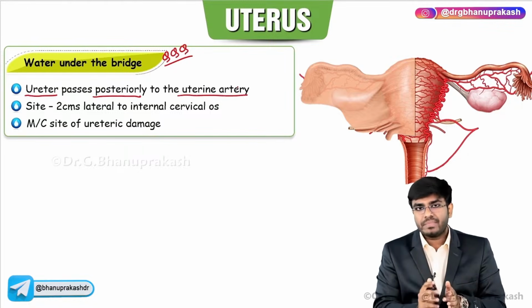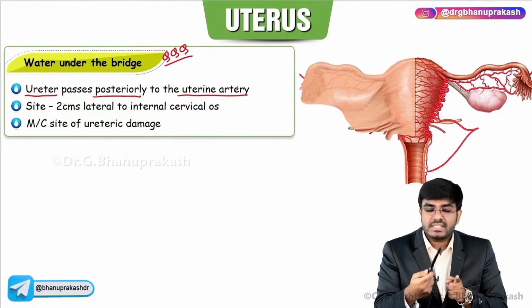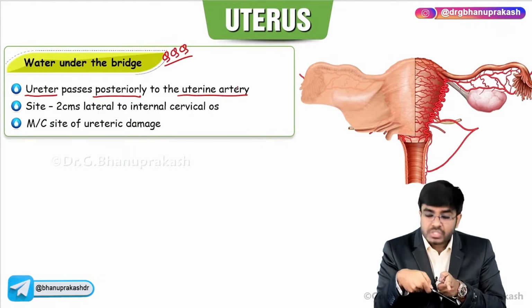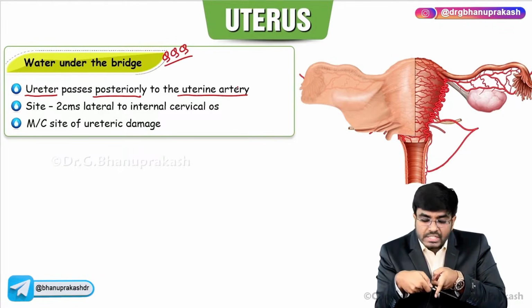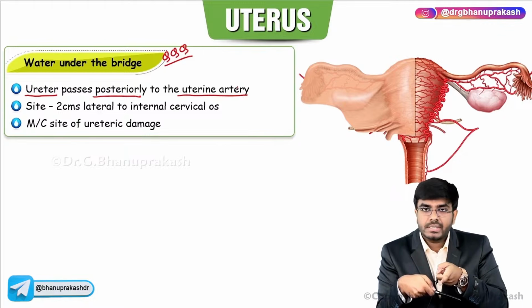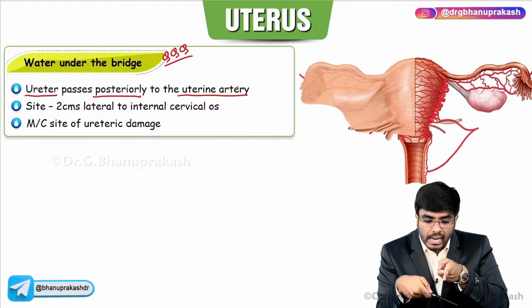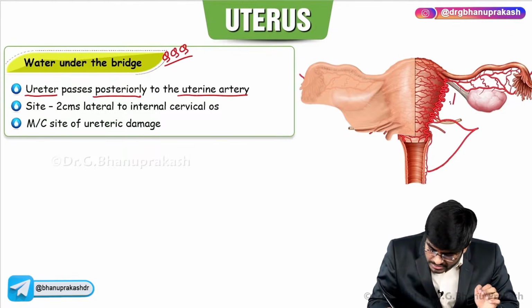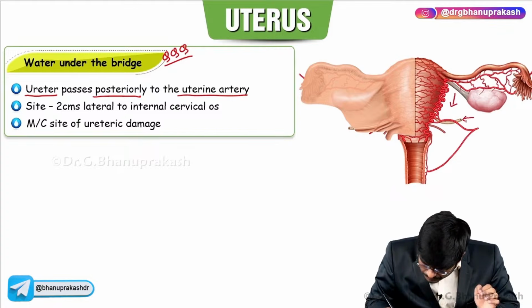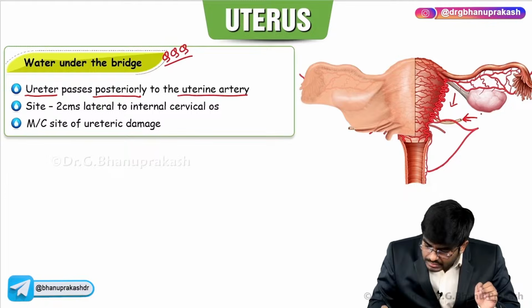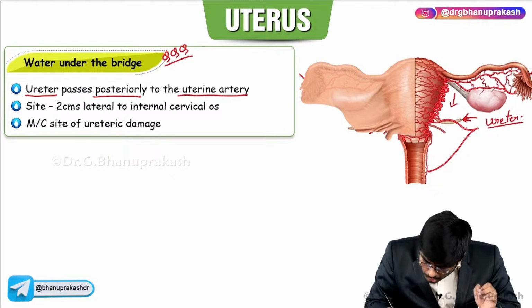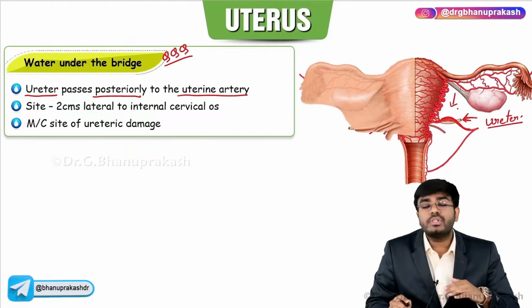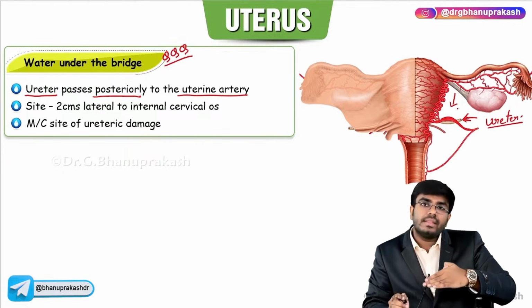There is one area where the ureter, for example, this is the ureter, is passing posteriorly. Above there is this uterine artery. So bridge, water. So water under the bridge. So where exactly is this area located? See in this image, please concentrate on this image. This grey colored structure is nothing but the ureter. Now we all know that this is the uterine artery. So the uterine artery is above, and posteriorly there is the ureter.